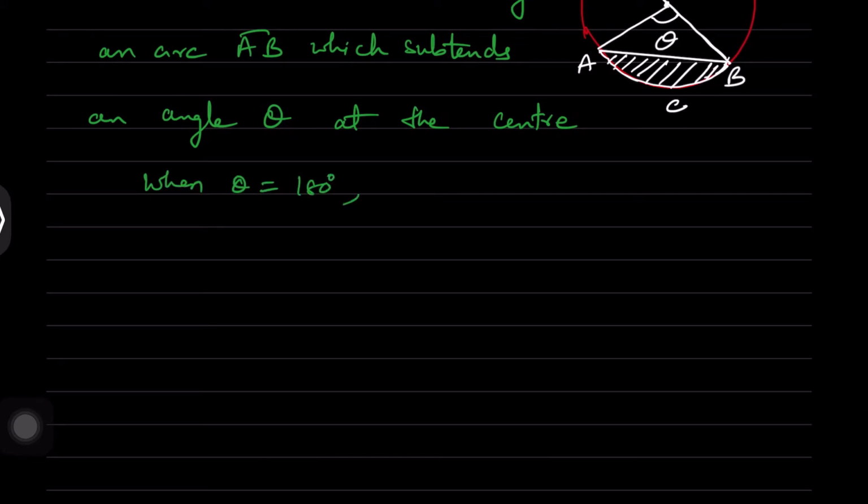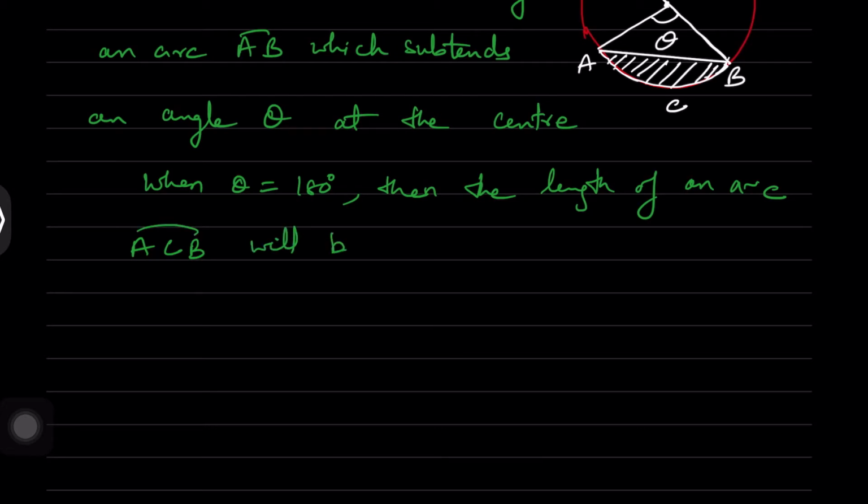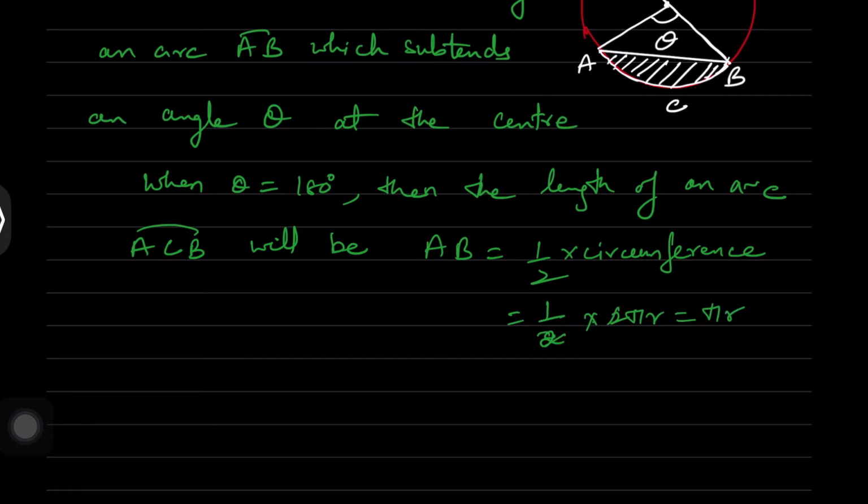Now when theta is equal to 180 degrees, the length of the arc ACB, that is AB, is equal to half the circumference. We are taking a length, remember it's not area, so half into circumference, which is half into 2 pi r, which is equal to pi r.